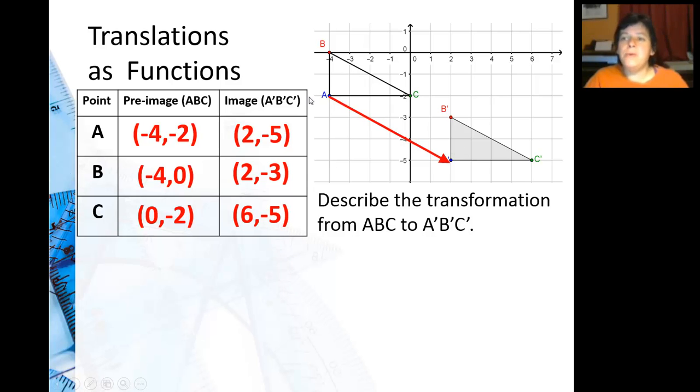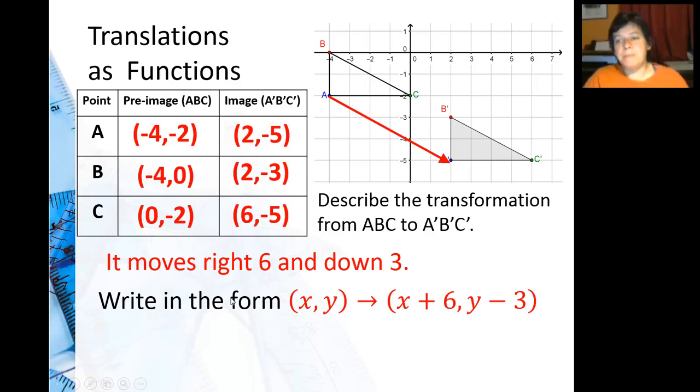Well, if you look at it, how's it behaving? It's going to the right 6 and down 3. So I can actually say in notation, in words, it moves right 6 and down 3. In function form, it's (x, y) goes to (x plus 6, y minus 3), because that's to the right, and I'm going down. So if I go to the right, then it's plus the number. If I'm going to the left, it's minus. If I'm going up, it's plus for the y. And if I'm going down, it's minus for the y.